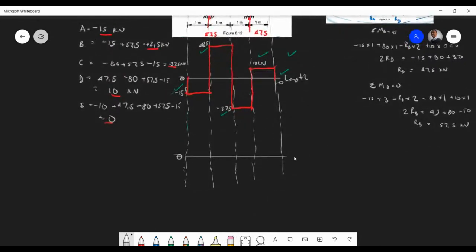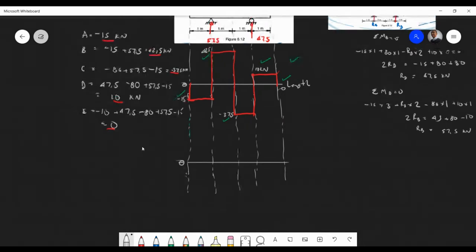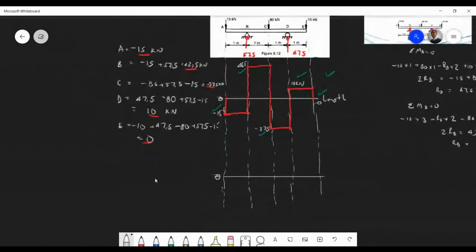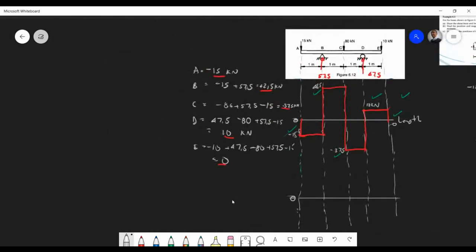Okay, so how do we draw the bending moment diagram? All we have to do is take moments at each section. So maybe I should do it over here. Moments at A. Of course at A, the sum of moments will be 0 because there are no forces. All the forces acting at a particular point will be 0. Once again, we're also moving from the left to the right.